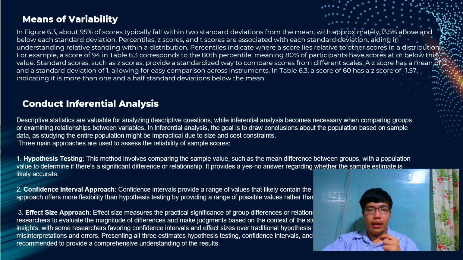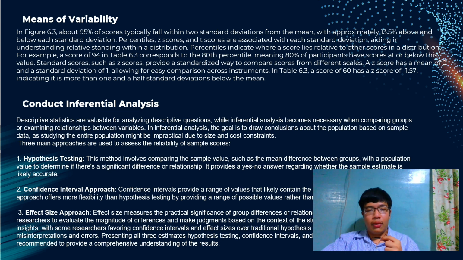Three main approaches are used to assess the reliability of sample scores. So the first one is hypothesis testing. This method involves comparing the sample value, such as the mean difference between groups, with a population value to determine if there is significance between the difference or relationship. It provides a yes or no answer regarding whether the sample estimate is likely accurate.